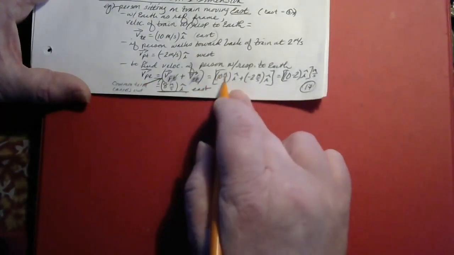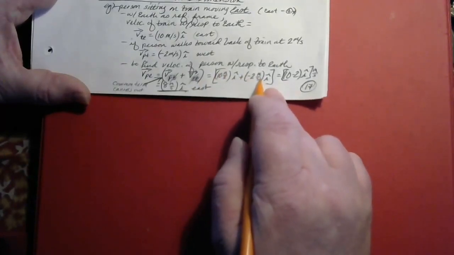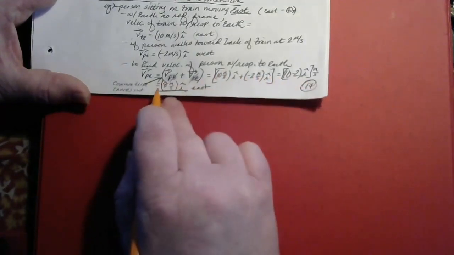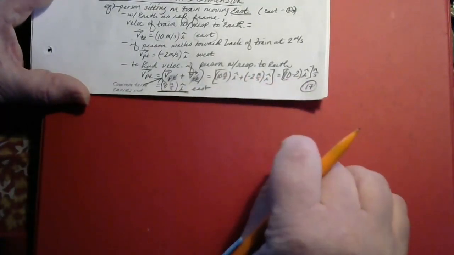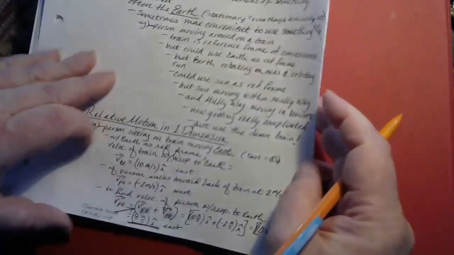So that would be 10 meters per second times unit vector i plus negative 2 meters per second times unit vector i, which equals, ultimately, 8 meters per second times unit vector i. In other words, the person relative to the Earth is moving east, but at only 8 meters per second rather than 10, because the person is moving against the motion of the train at 2 meters per second. So that's a simple example of that.